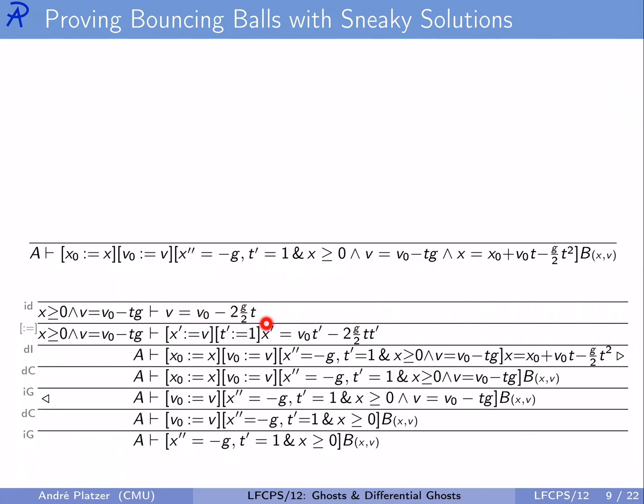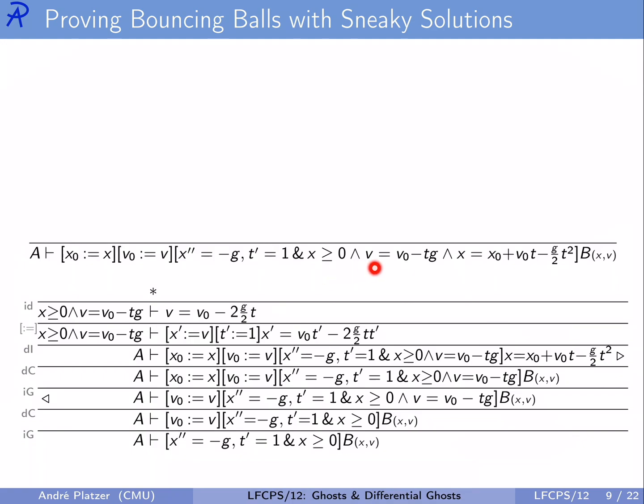And how can we then prove this? Well, of course, in general we couldn't, but we just put in the evolution domain constraint a knowledge about the velocity's value, which ended up here. And if we assume that v equals v0 minus tg in the evolution domain constraint, then of course v equals v0 minus 2g over 2 t, because that just cancels. So that proves by arithmetic.